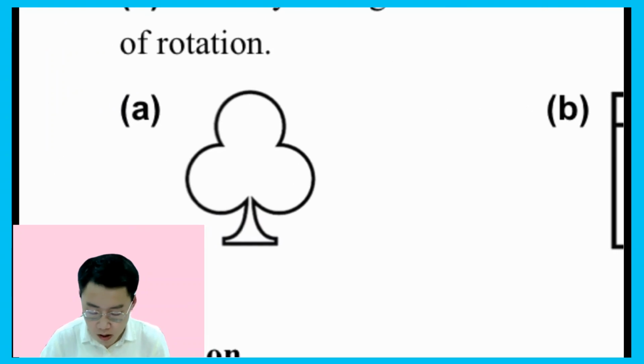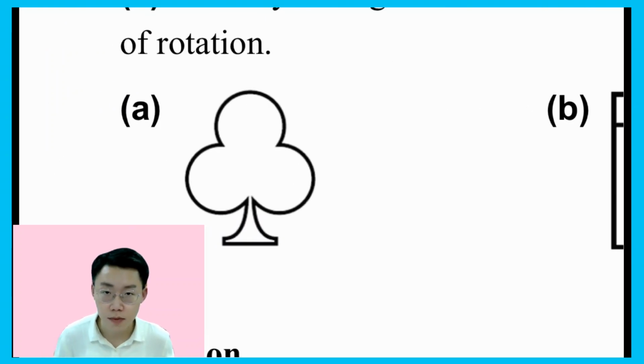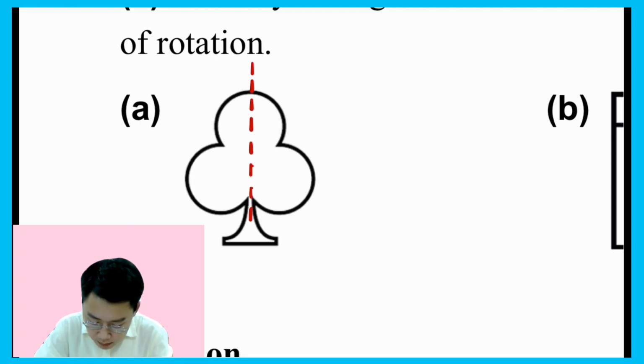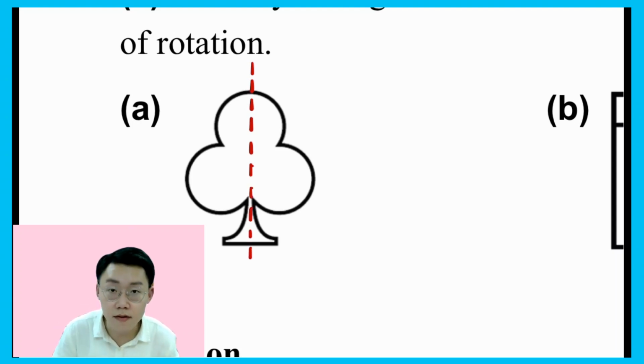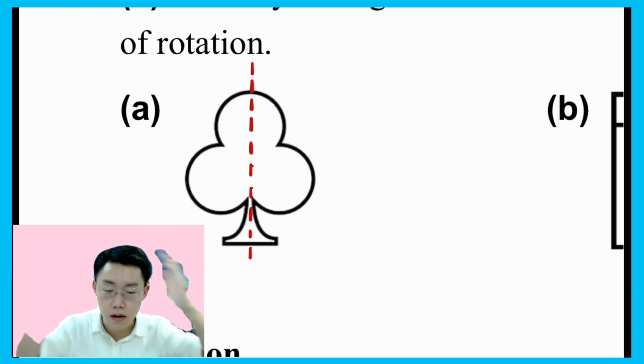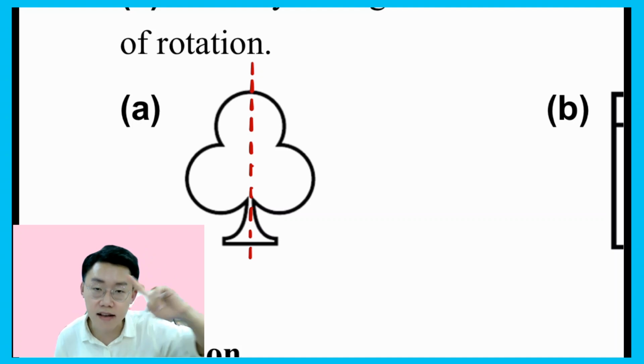Okay, so for part A, this figure has reflectional symmetry. So where is the axis of symmetry? It should be at the center. So now I draw it for you. Here you can see I use a dotted line to draw it, and the figures on the left hand side and the right hand side can coincide completely. And there is only one axis of symmetry.